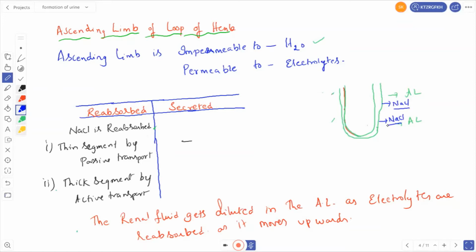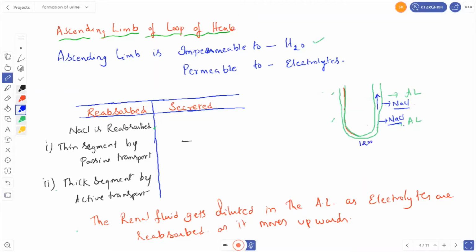So the ascending limb has two segments, thin segment and thick segment. From the thin segment, the salt is coming outside. From the thick segment also, the salt is coming outside. From the thin segment, the NaCl is coming outside through passive transport, and from the thick segment, the NaCl is coming outside through active transport. As the renal fluid is moving up in the ascending limb, it becomes diluted. From here, 1200 is the osmolarity.